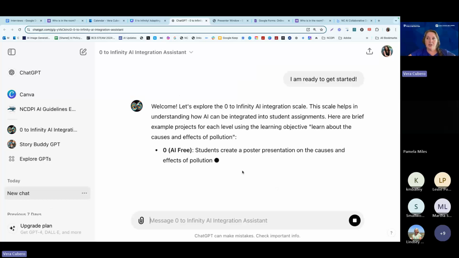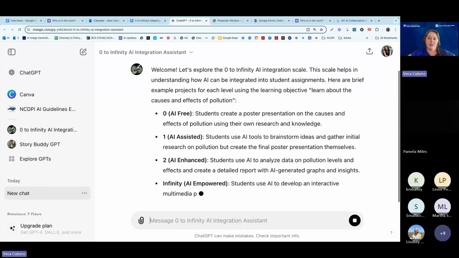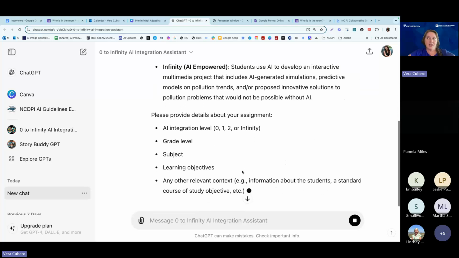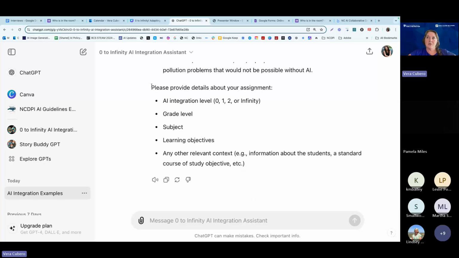And I've trained it to, first of all, give you an overview of the 4 levels, which I've already done, so I'm going to skip that. But it'll give you an overview of those 4 levels, and it will also give you an example of each. And then it's going to ask you for some information.